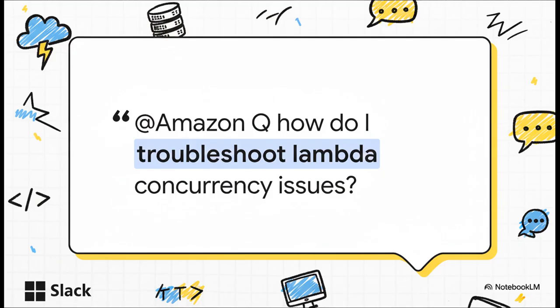But you can also get way more specific. So here, somebody's hitting a pretty common but tricky problem with AWS Lambda. Instead of context switching away from the problem and opening a bunch of tabs, Amazon Q gives you targeted troubleshooting steps right then and there. This helps you fix the issue faster and just stay in the zone.